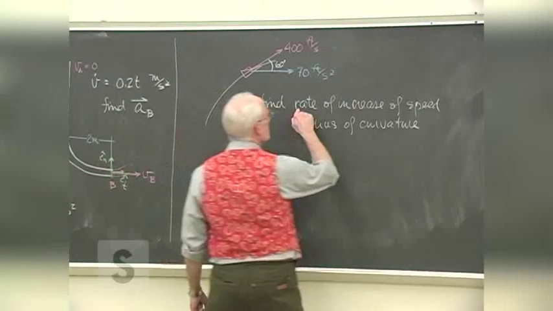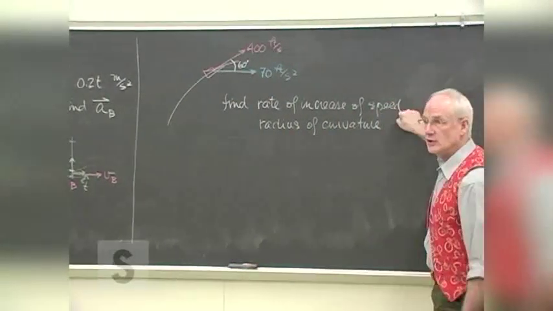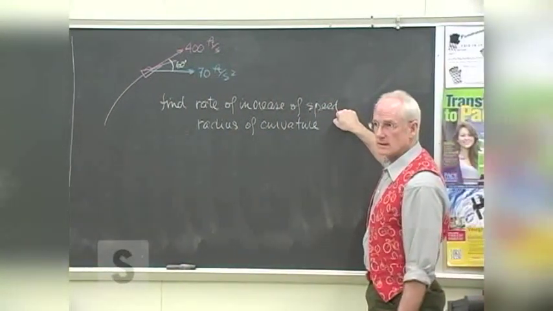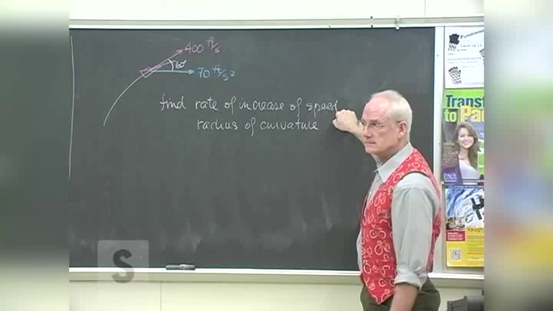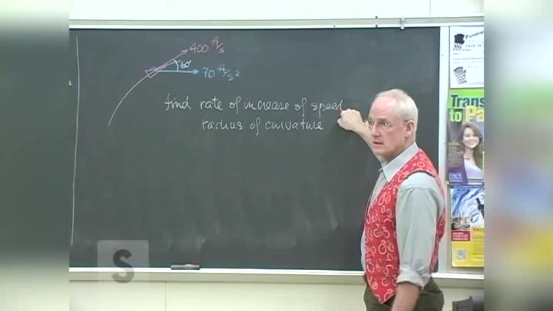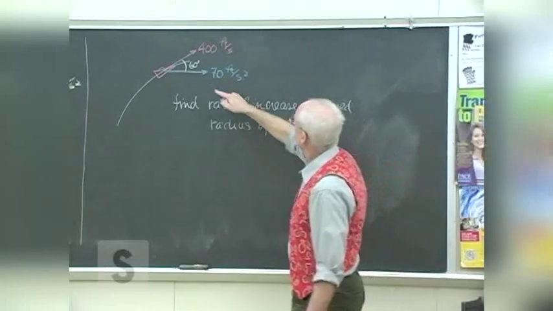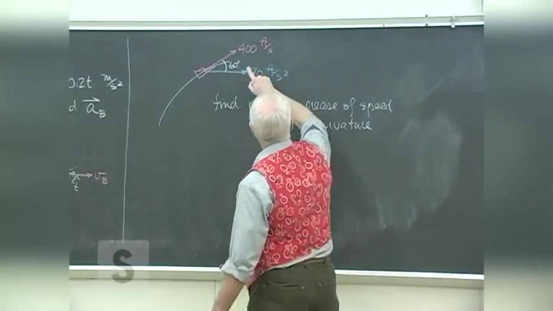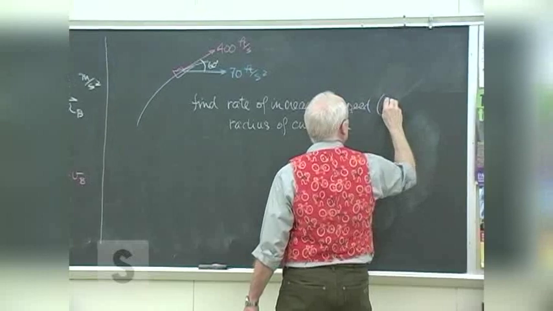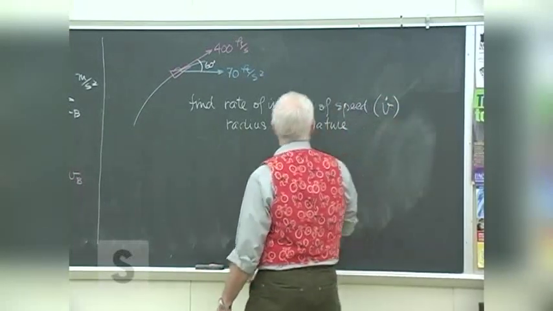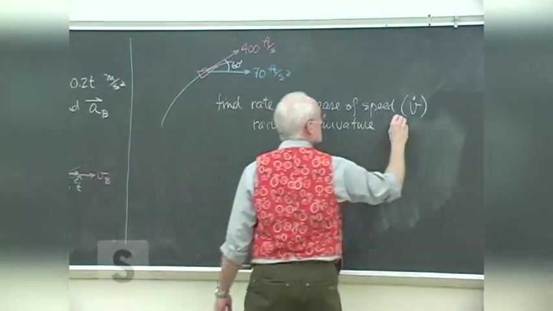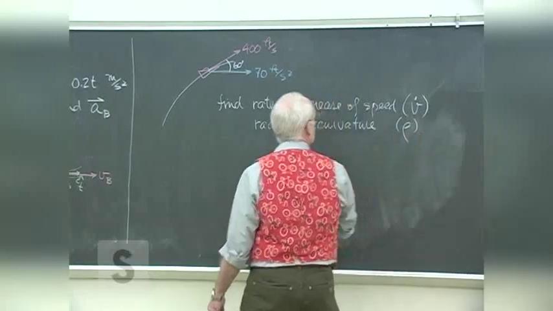All right, with those first words, rate of increase of speed, what are we looking for? Is that agreed? That is the speed, that is the V. We're looking for the change in that. We're looking for V dot there. And of course, here we're looking for rho.